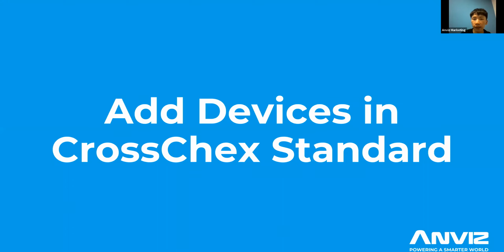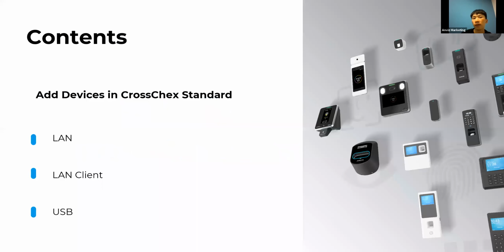So now let's get into the topic, add device in the CrossChex Standard. There are three communication methods you can use to add a device in the CrossChex Standard. First, I will introduce LAN. LAN is the main logic. The second will be the LAN client. The third will be the USB. The USB is only for limited devices.